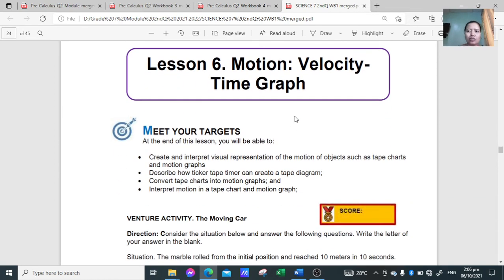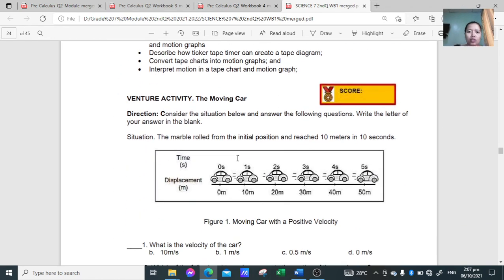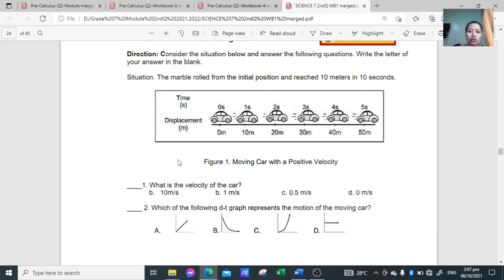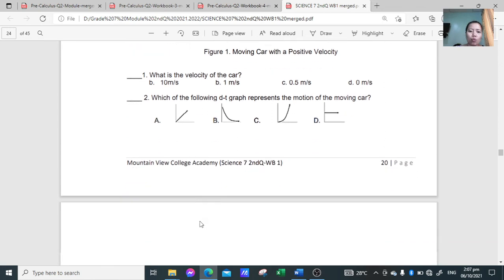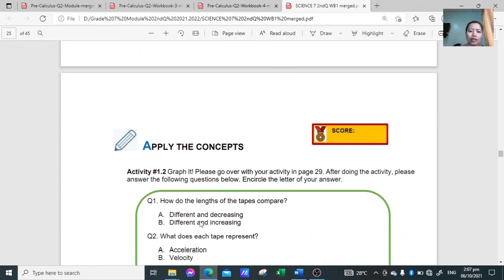For lesson number 6, motion velocity time graph. Venture activity, the moving car. Based on the situation, you will answer the multiple choices here. So we have 1 and 2 items only.